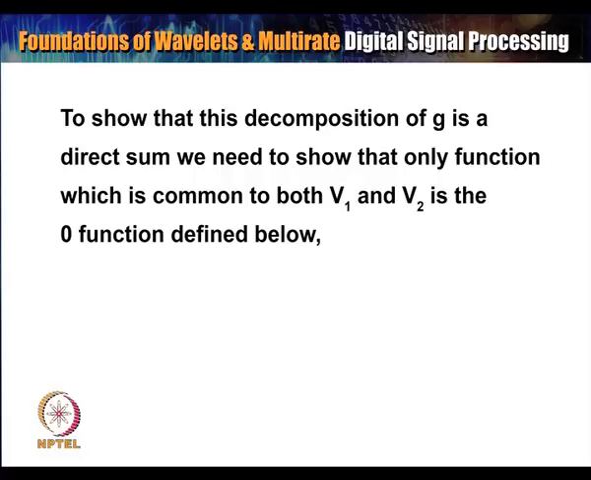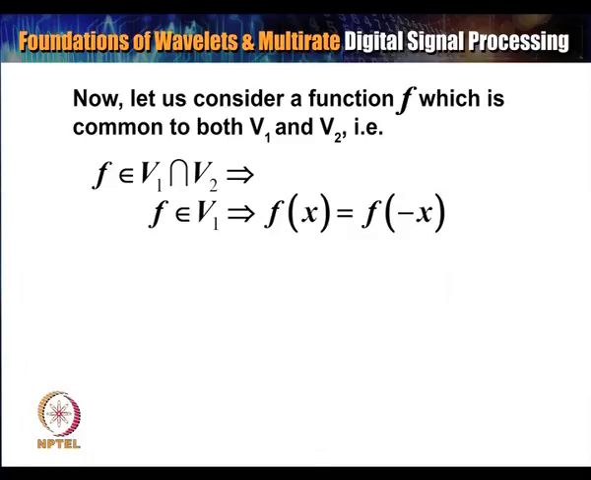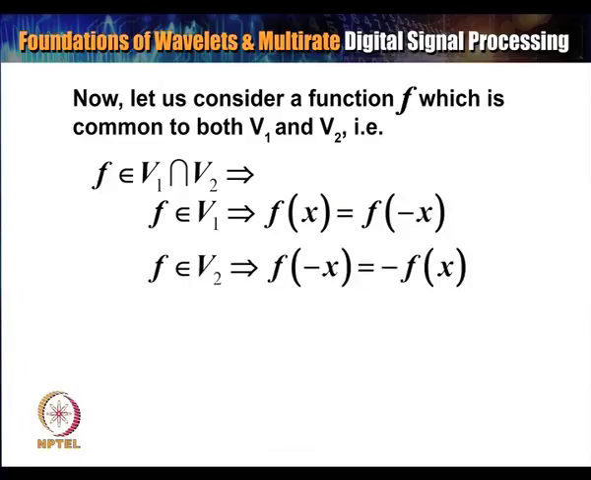Now, for showing that this is actually a direct sum, what remains to show is that the only function common to both V1 and V2 is the zero function. So, what is the zero function? The zero function is a function which for every argument x gives you the value 0. So, let us take a function f which is in the intersection of V1 and V2. Then f belongs to V1, which implies that f(x) is equal to f(minus x). And since f belongs to the intersection, f is also in V2, which implies that f(minus x) is nothing but minus f(x).